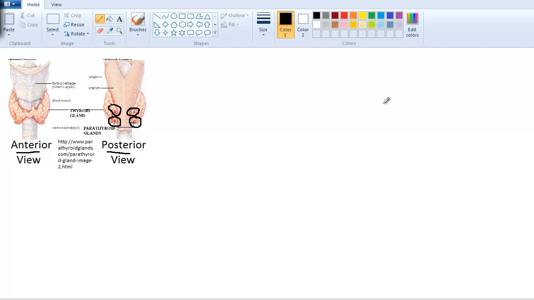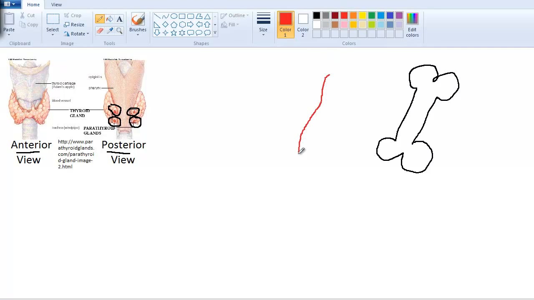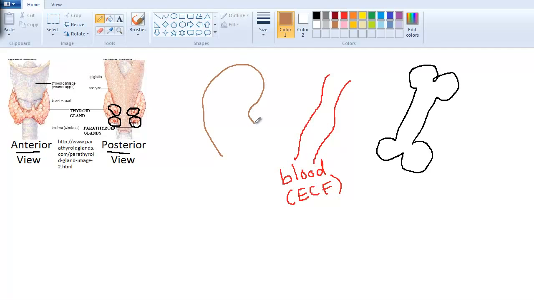So this is how I start thinking about calcium regulation. First, I draw a dog bone, just representing a regular human bone. Then I like to draw a blood vessel. So here we would say blood. Sometimes you might see it labeled as extracellular fluid. And then I like to draw a kidney as well too. Sometimes I draw the intestine in, but that's only when we deal with other hormones. So first, let's talk about the bone.